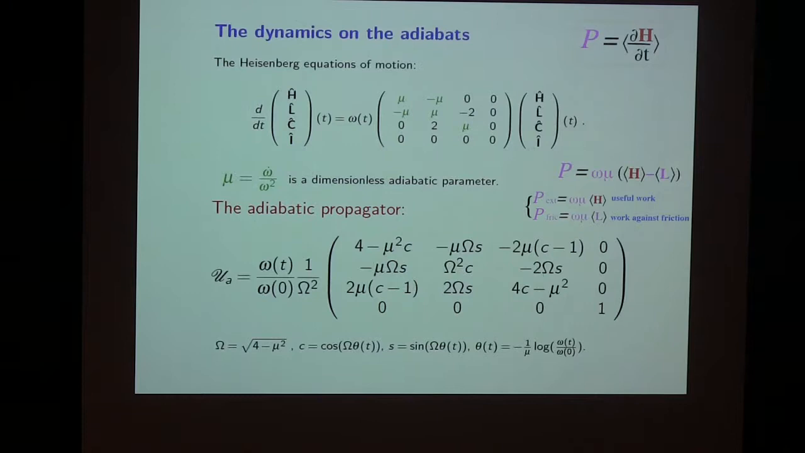Now, on the adiabats, you do mix energy and coherence. You generate coherence. This is a squeezing that we saw in the picture before. You can write the equations of motion. I wrote it in a particular case using this dimensionless adiabatic parameter. And you can see that if I assume that this dimensionless adiabatic parameter is constant during my stroke, I can solve these equations and I can explicitly get my propagator. Now there are other ways to solve this, but what I want to show is that you can get explicit equations of motion that you can solve for the engine. So you can get everything here.